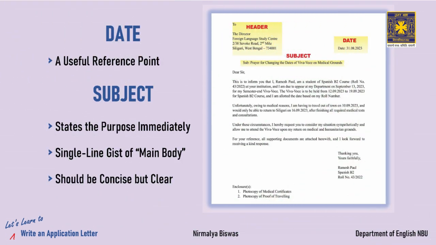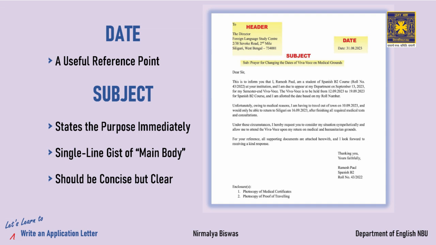The next part is mentioning the date on which you are writing or sending your application. You can find it on the top right corner of the letter. Now, mentioning the date on the application can be helpful because it can be used as a useful reference point for future communications. Sometimes it so happens that you might need to send a reminder, and then these previous dates could be used as a reference point.